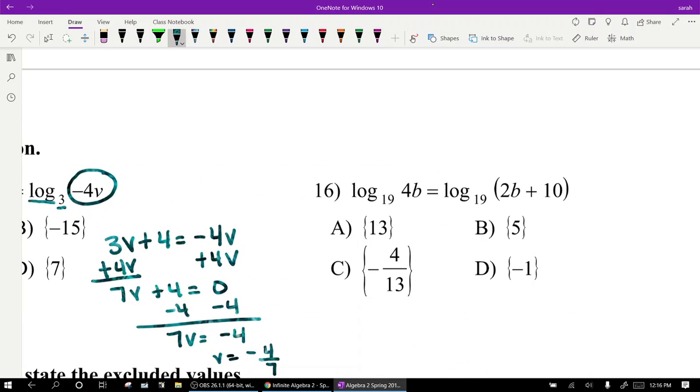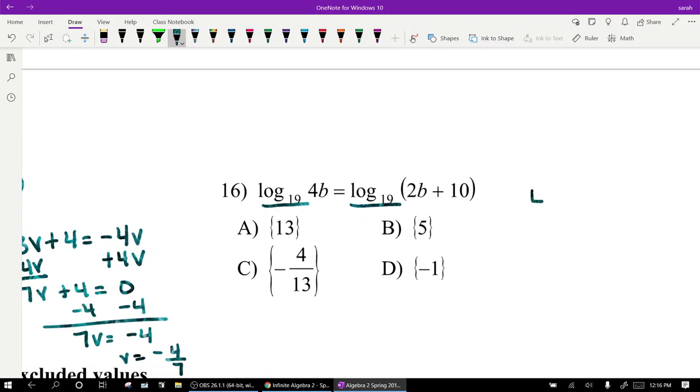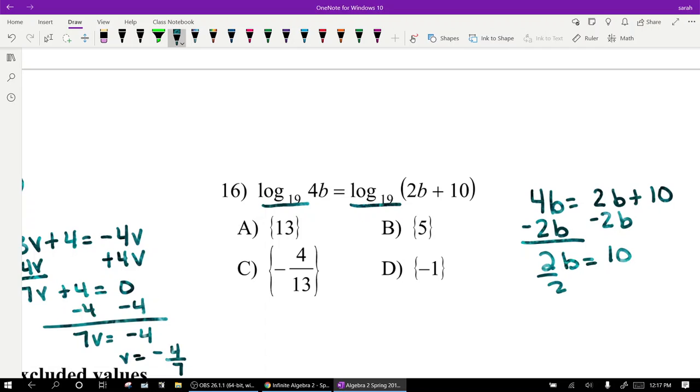16. Again, I have the same base, log base 19, so that tells me that 4b must be equal to 2b plus 10. So let's solve by subtracting 2b from both sides. That leaves me with 2b equals 10. Divide both sides by 2, so b equals 5. So it must be B. All right.